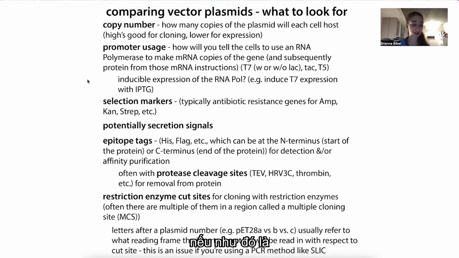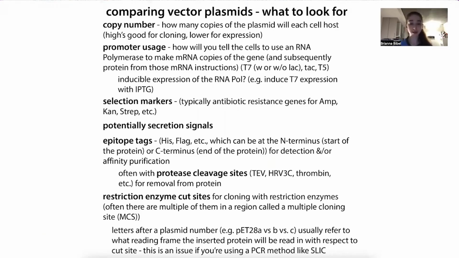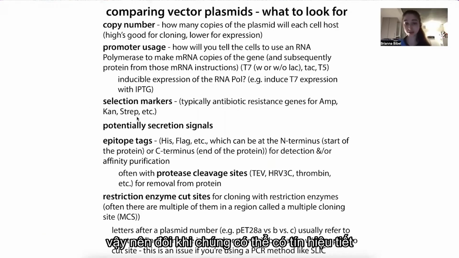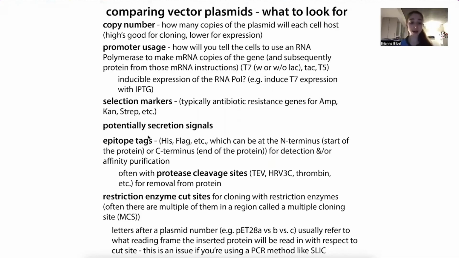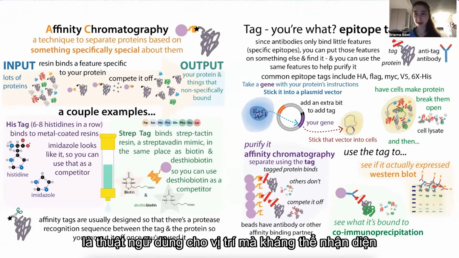If it's for a non-bacterial expression system, sometimes they might have secretion signals to make your protein secreted. Then they'll often have epitope tags. So an epitope is this word that we use for a feature that an antibody recognizes.